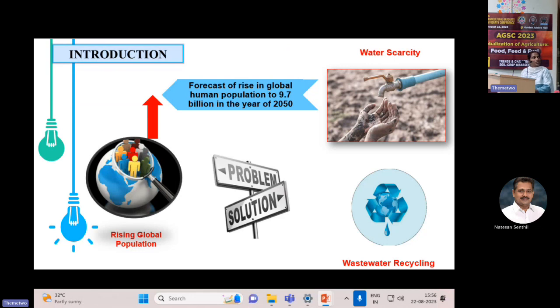For this forecast, the rise in global human population is about 9.7 billion in the year 2050. For this water scarcity, we are bringing an alternate solution, which is wastewater recycling. In this, I am using the treated sewage for irrigating the crops and also bringing a suitable solution for the farming community.